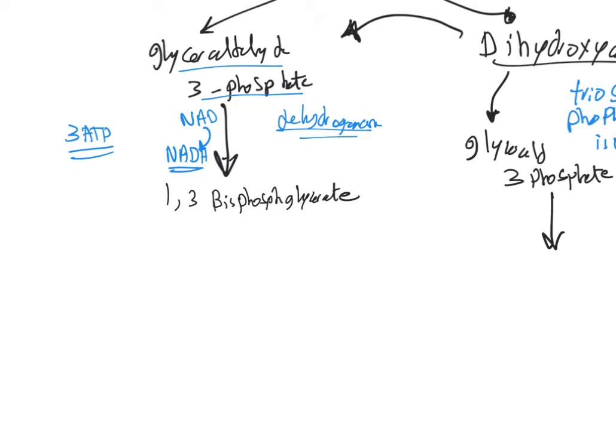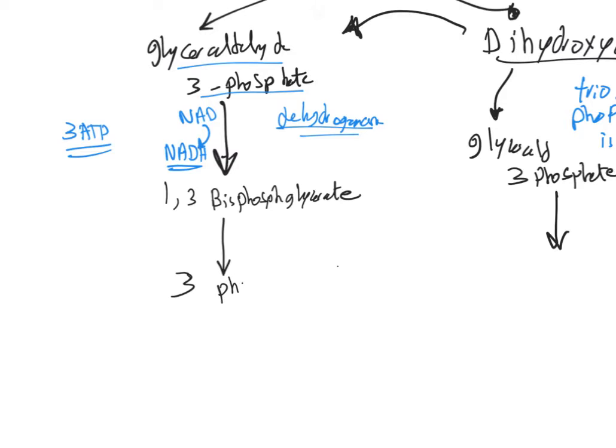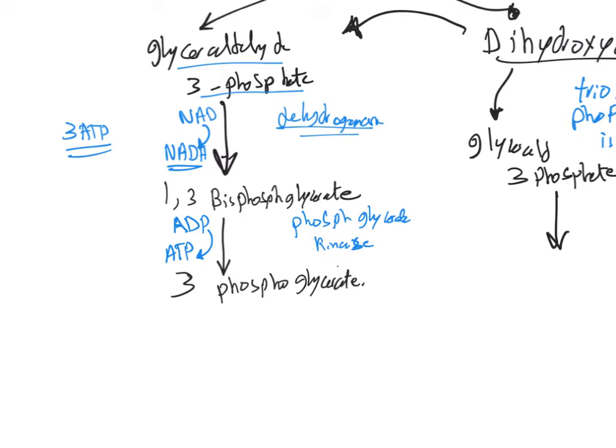And then after this, 1,3-bisphosphoglycerate will be turned into 3-phosphoglycerate. The enzyme for this would be a kinase, in this case phosphoglycerate kinase. In this process, ATP will actually be produced, so ADP will be taking one of the phosphate groups here.